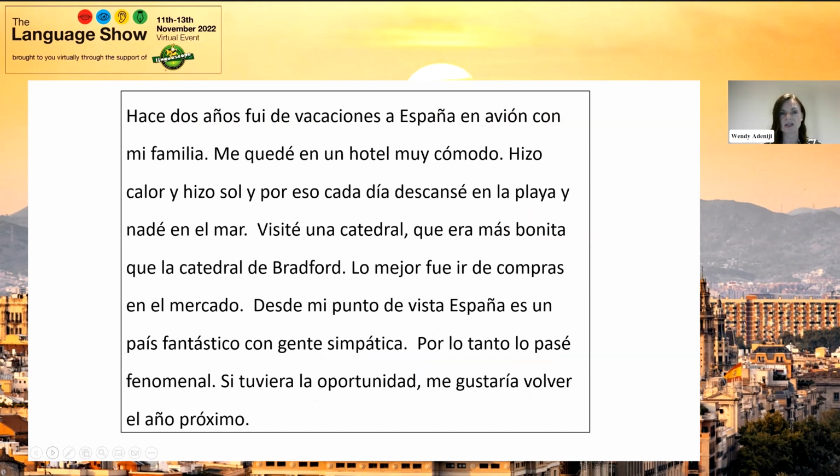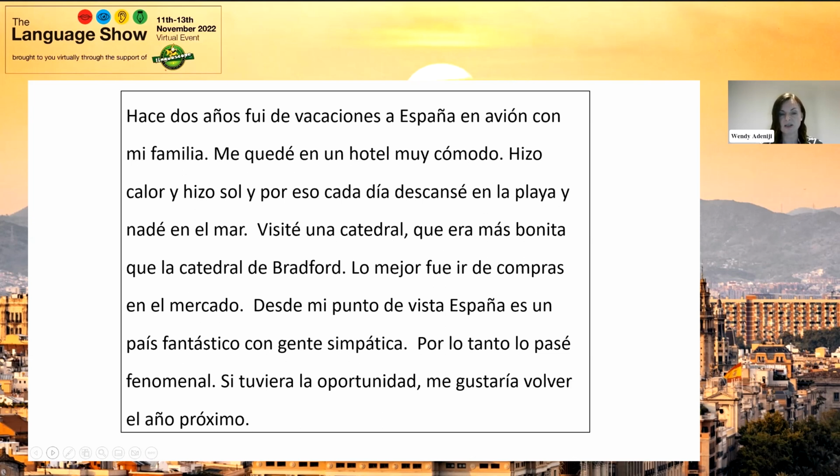Another example here in Spanish, it's a much harder text, as you can see. It's a student talking about what they did on their holidays 2 years ago. We've got lots of examples of the preterite tense now in Spanish: me quedé, hizo, calor, visité, lo mejor fue, and so on, pasé, lo pasé. And then we've also got a nice example here of si tuviera la oportunidad.